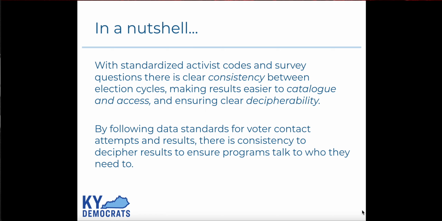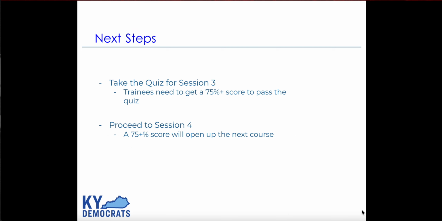So thinking about everything in a nutshell, the main takeaway from data standards is that with standardized activist codes and survey questions, there's clear consistency between cycles, and that makes results easier to catalog and access and ensures clear decipherability. Following that, with contact attempts and results, there's consistency to decipher those results to ensure programs talk to who they need to.